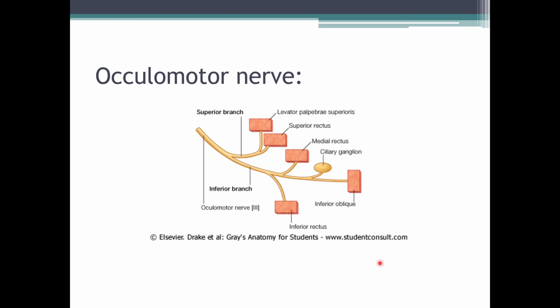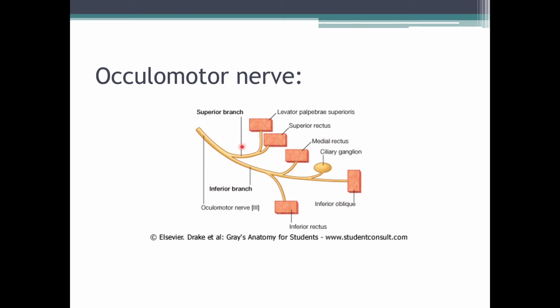The most important part about the oculomotor nerve is that all the muscles are supplied via their orbital surface, except for the inferior oblique, which is supplied from its posterior border. See, this is the posterior border of the inferior oblique, and the oculomotor nerve supplies it via its posterior border. But the rest of the muscles are supplied via their orbital surface. You can see this is the orbital surface, this is the orbital surface, and this is the orbital surface.